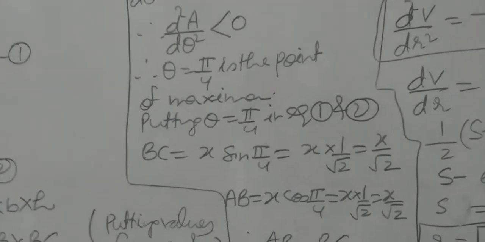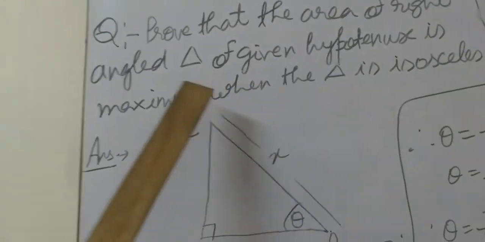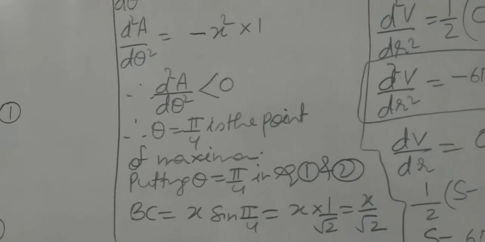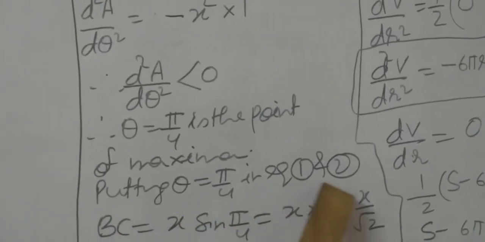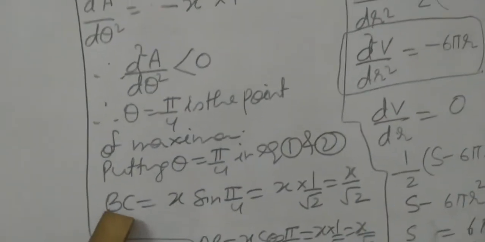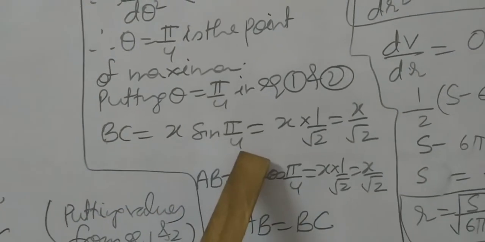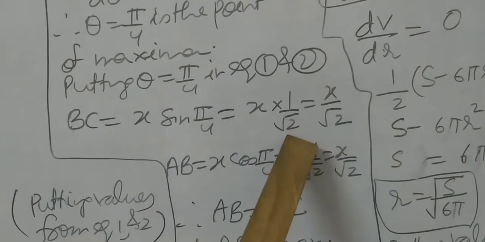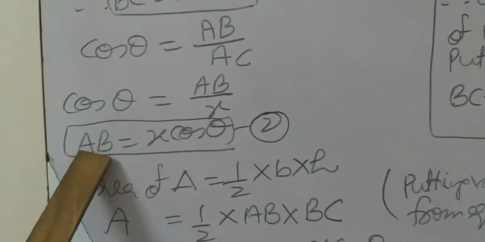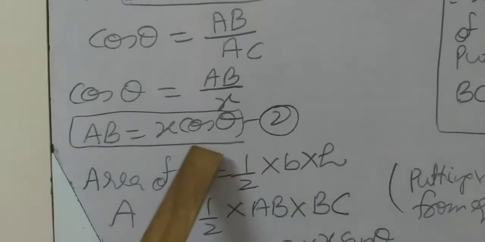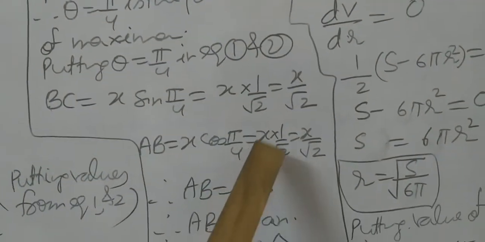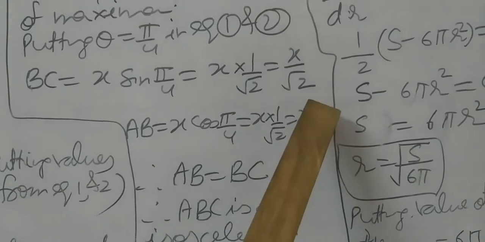Okay friends. So we have proved that area is maximum at theta equals pi by 4. Now students, putting theta equals pi by 4 in equation 1 and 2 to get the value of BC and AB. So BC equals x sin theta, x sin pi by 4. Sin pi by 4 value is 1 upon root 2. So its value is x upon root 2. Now let us put the theta value in AB, equation number 2. So AB equals x cos pi by 4. So x into 1 upon root 2. So it equals x upon root 2.